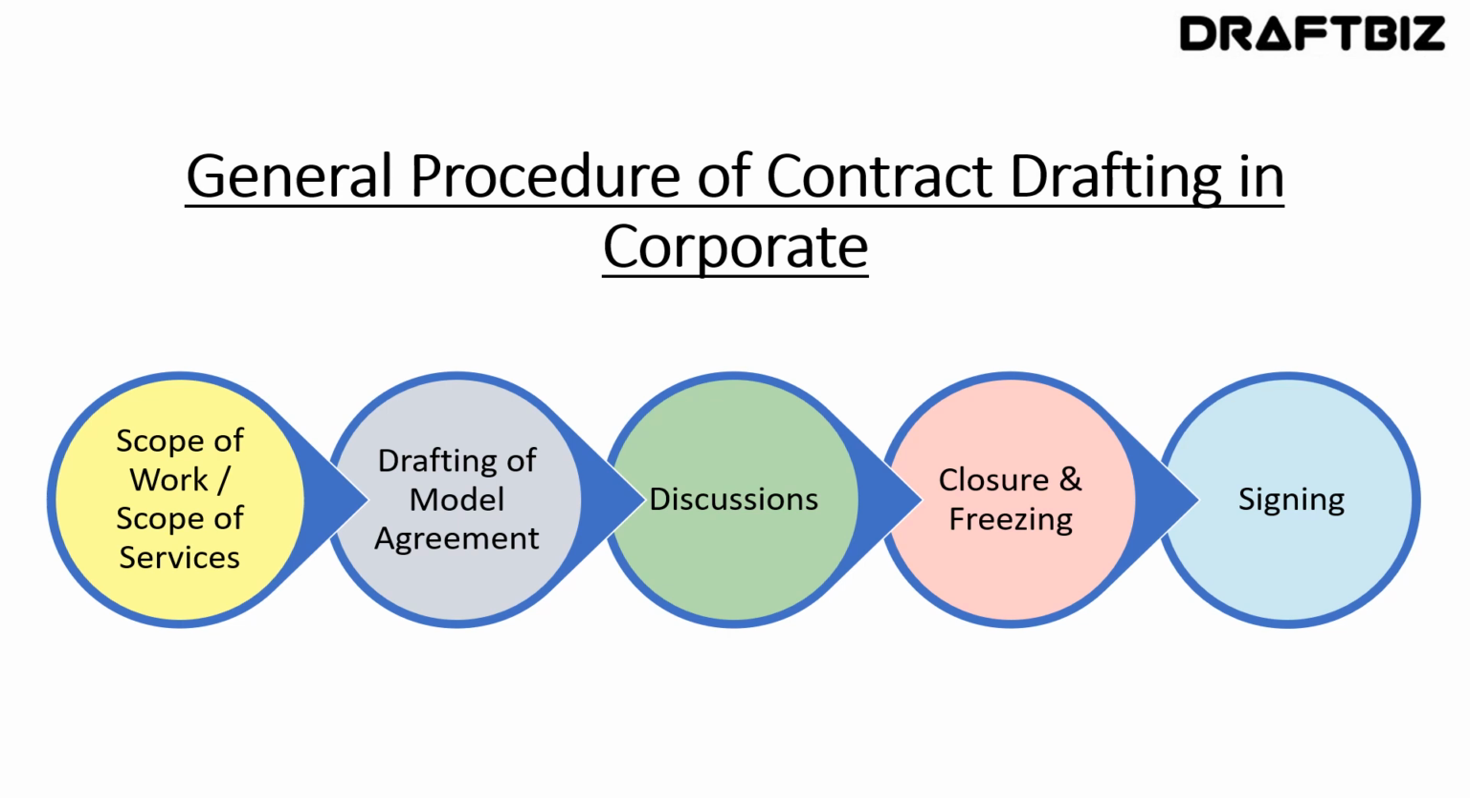The first stage is drafting of scope of work or scope of services. The second stage is drafting of model agreement, followed by discussions, closure and freezing, and finally the signing stage. We will be discussing these stages further in this video, and your takeaways from this video will be an understanding of how contract drafting works in corporate and how to create a good SOW.